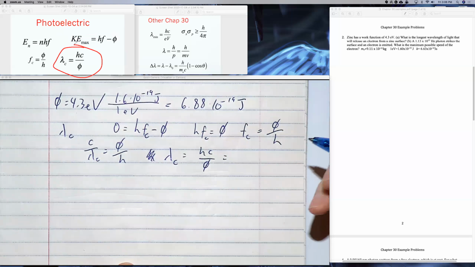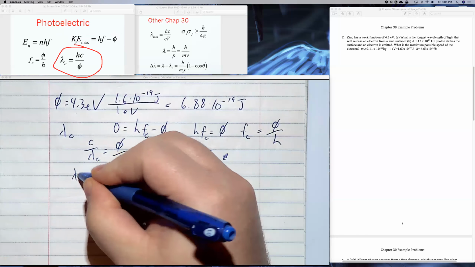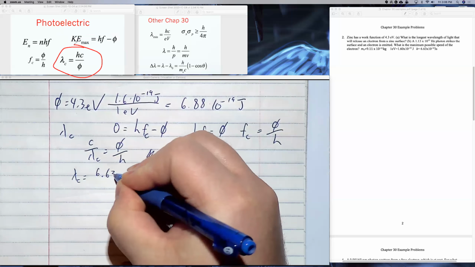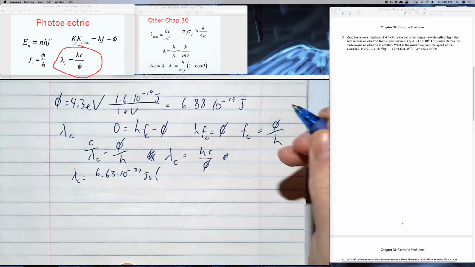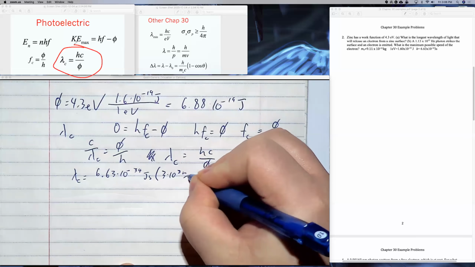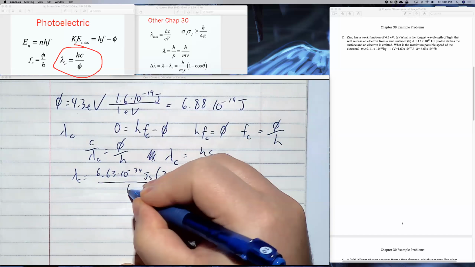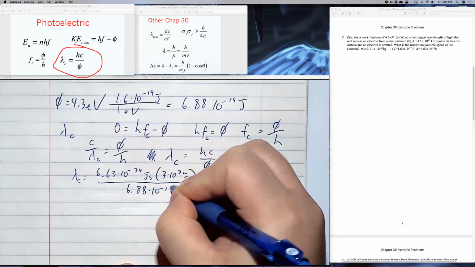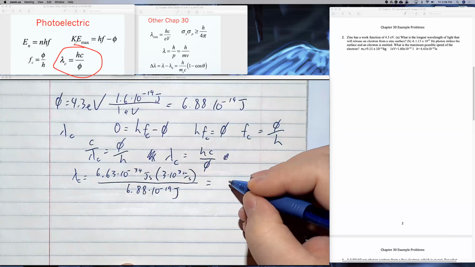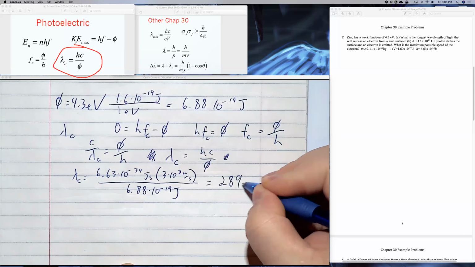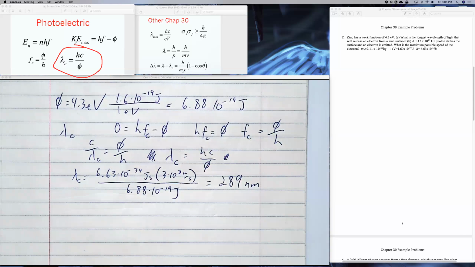And so the value, I doubt I'll fit it though, will be h, 6.63 times 10 to the negative 34th joule seconds, times c, 3 times 10 to the 8th meters per second, over the work function, 6.88 times 10 to the negative 19 joules. And that'll give you a value of 289 nanometers. I just converted straight to nanometers. What that means is that is the longest wavelength of light to release an electron from zinc.